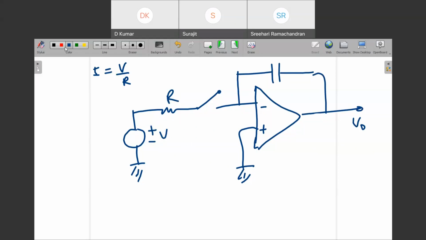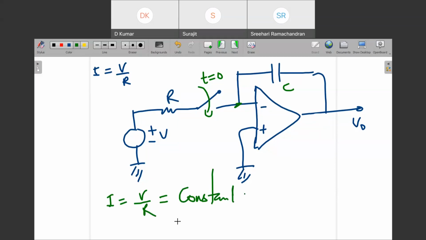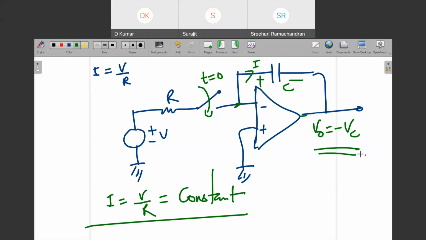So here you can see this is C, and this switch is closed at t equal to 0. So I is what? Suppose t equal to 0 and the switch is closed, so I will be a constant current. I will be V by R, which is constant. So your capacitor will charge, current I will flow, and here V naught will be minus VC.